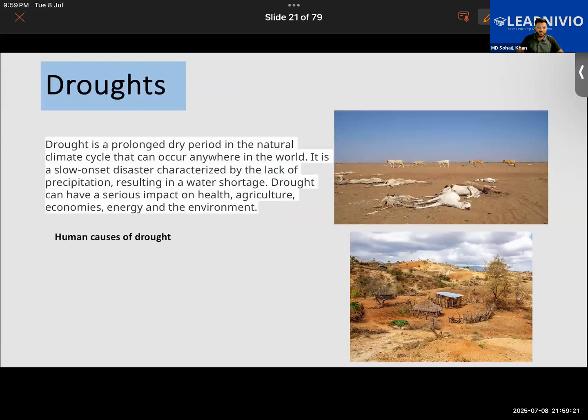But the question here is what are the causes behind the drought? Okay, now what are the causes behind the drought? All of you, keep your cameras on. Abu Bakr and Priyanka.